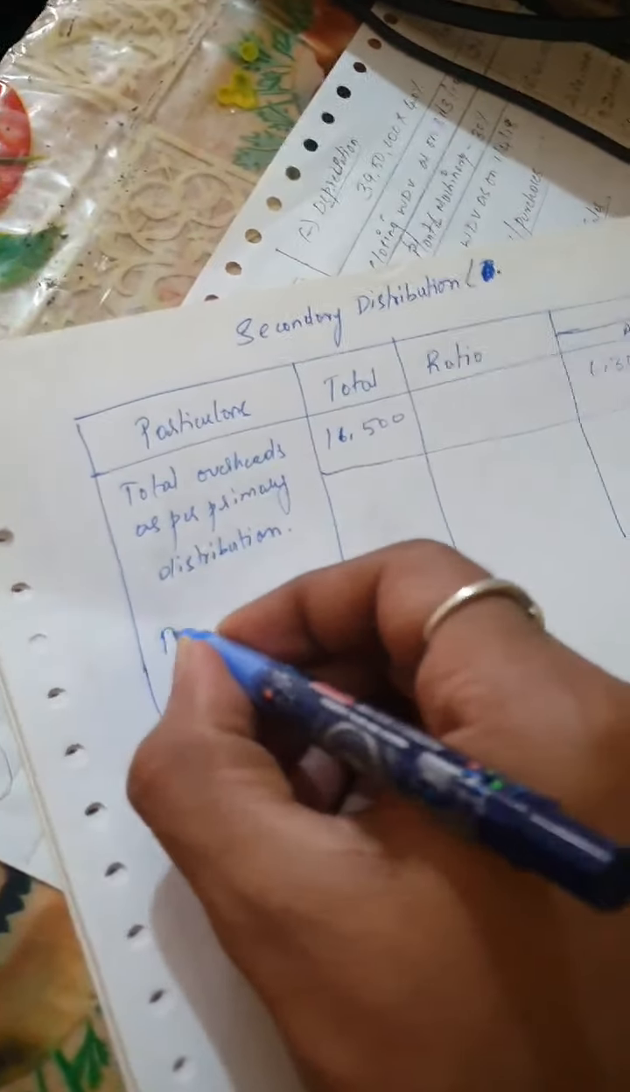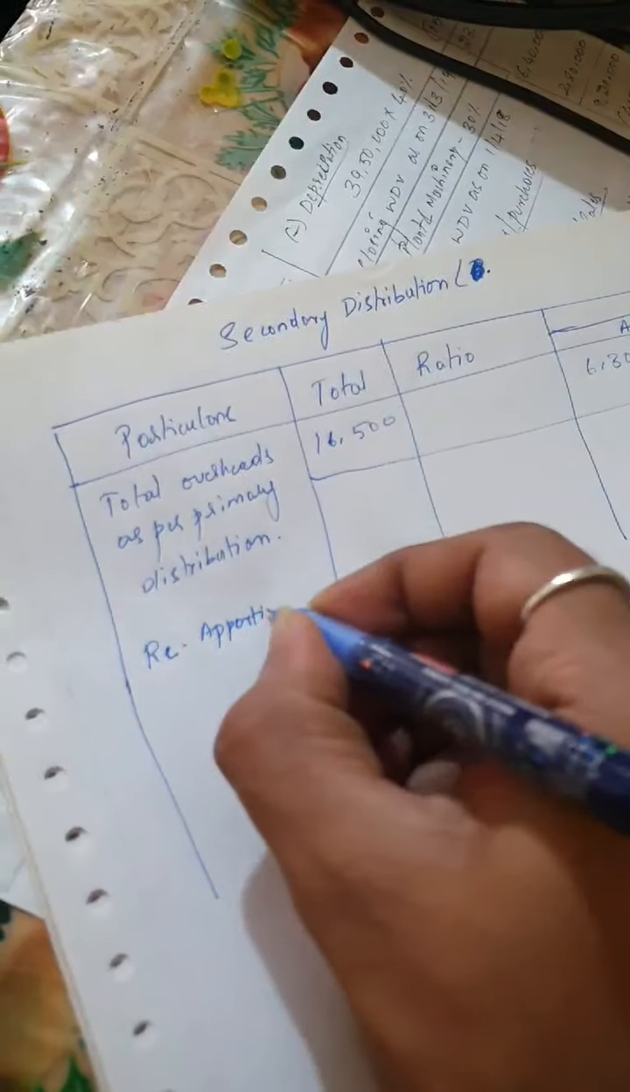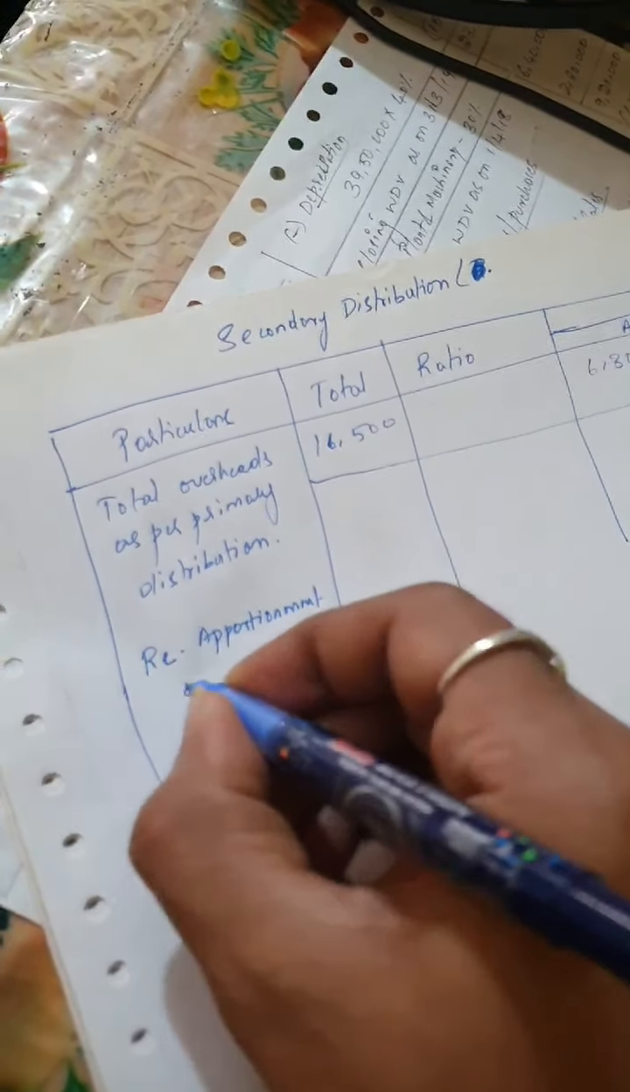So once this is done, this step is done. Now what we have to do? We have to do the reapportionment of overheads from service department to production department. We have to do the reapportionment of overheads.